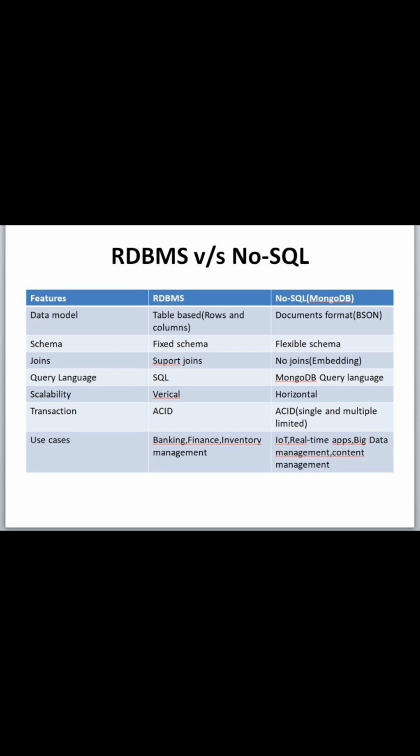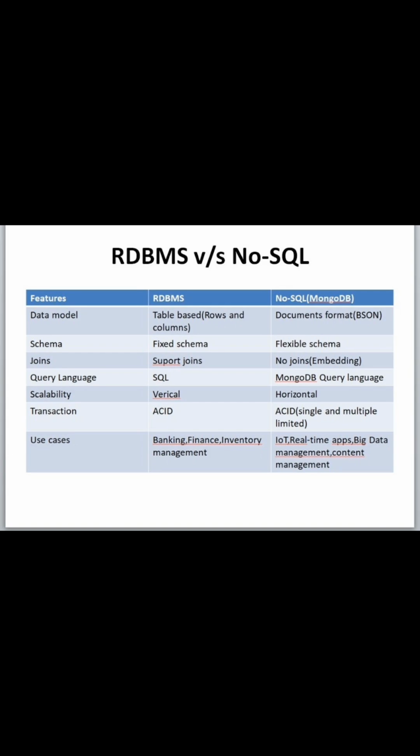Query language. RDBMS supports SQL, MySQL, PostgreSQL and so on, but NoSQL MongoDB has its own query language. Scalability. RDBMS supports vertical scalability, but MongoDB supports horizontal scalability, for example sharding. Move on to the next difference, which is transaction. RDBMS supports ACID. What is ACID? Atomicity, consistency, isolation and durability. MongoDB also supports it, but it's limited.